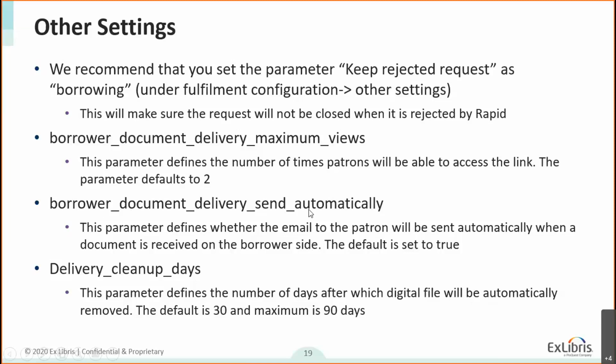The borrower document delivery automatic parameter out of the box is set to true, and it means that when the borrower request is fulfilled, the patron will automatically get an email. So the patron has requested some article, some lender out there got that request and fulfilled it. The moment that the lender fulfills the request, your patron on the borrower side will get an email with a link without any staff mediation required. That's the out-of-the-box behavior of this parameter.